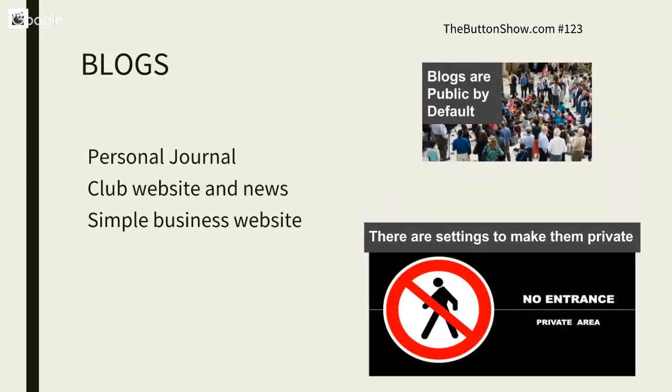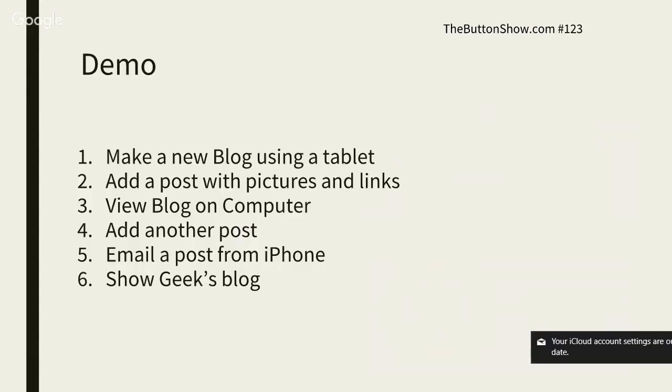So blogs can be personal journals, clubs or websites, or simple business websites. They are public by default, but there are settings to make them private if that's what you want. You can even have both. You can have multiple blogs. So we've often encouraged clubs to have a public blog for all of their members, and then have a private one just for their board officers. Good idea.